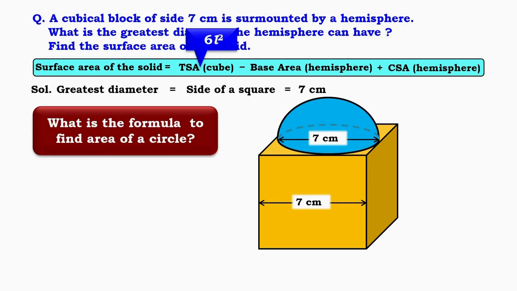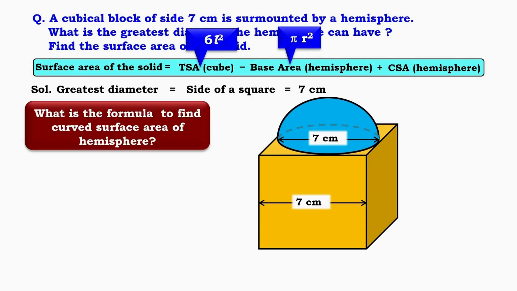Now first we need to find the base, that is the base of the hemisphere. So what is the formula? That is basically nothing but the circle, right? So we need to find the area of the circle. So area of the circle is pi r square. So here r is basically half of the diameter, and we know that the maximum diameter is 7. So we can easily find the value of r.